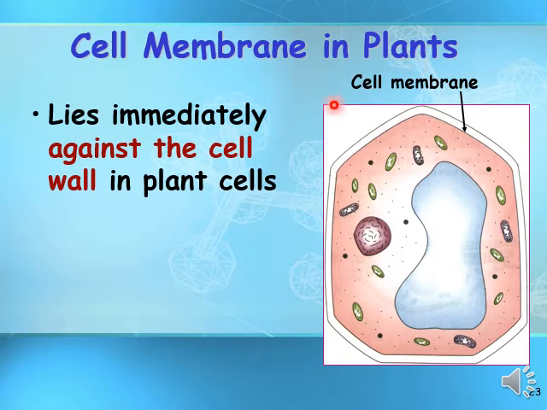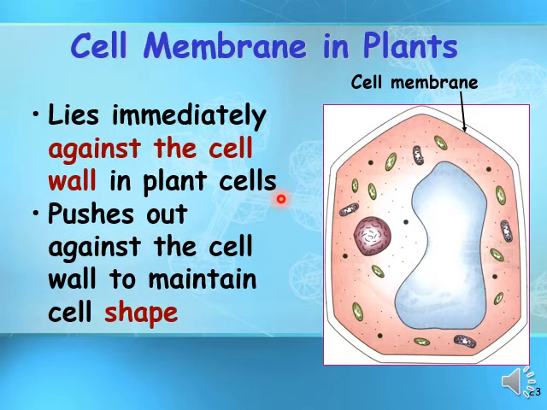In plant cells, we can mention a cell membrane that lies immediately against the cell wall. It pushes out against the cell wall to maintain cell shape. Cell shape maintenance is achieved through pushing out against the cell wall.